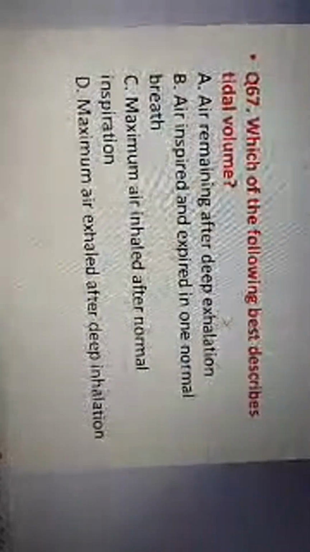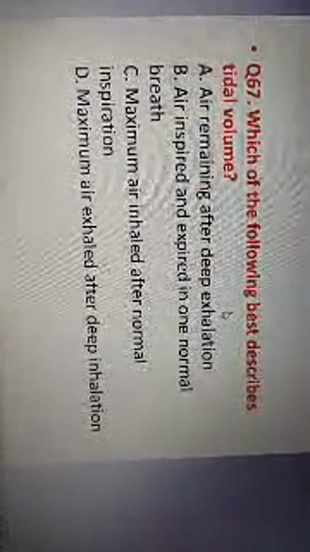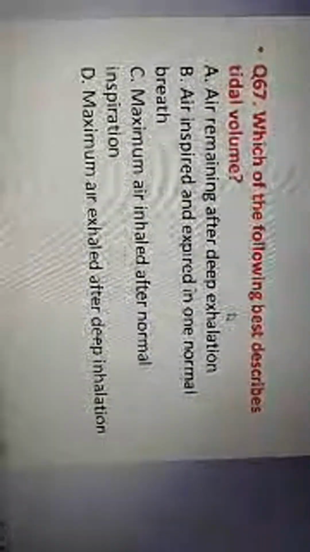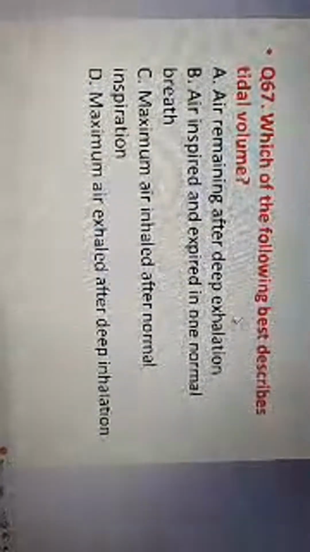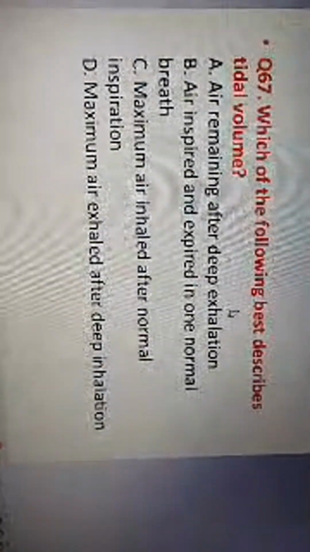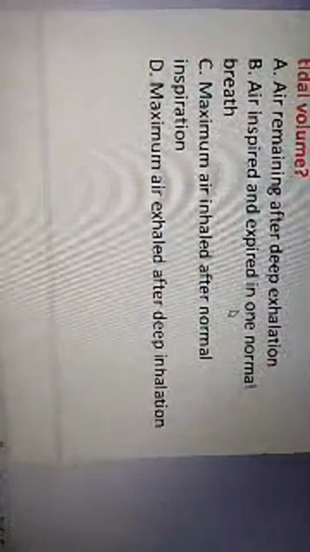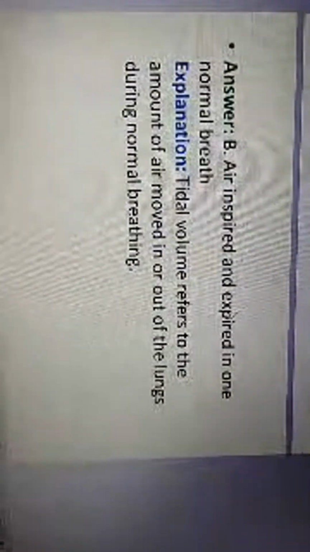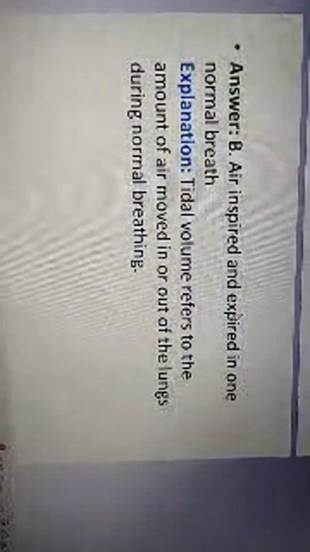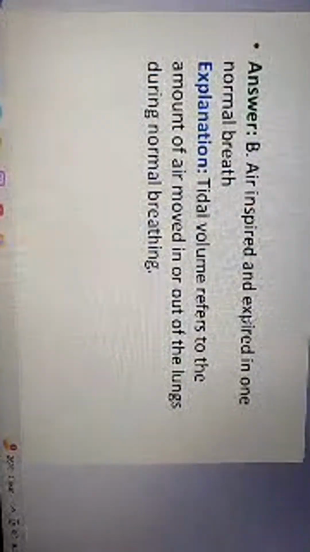The next question, which of the following best describes tidal volume? Option A air remaining after deep exhalation, option B air inspired and expired in one normal breath, option C maximum air inhaled after normal inspiration, option D maximum air exhaled after deep inhalation. The correct answer is option B air inspired and expired in one normal breath. Tidal volume refers to the amount of air moved in or out of the lungs during normal breathing.